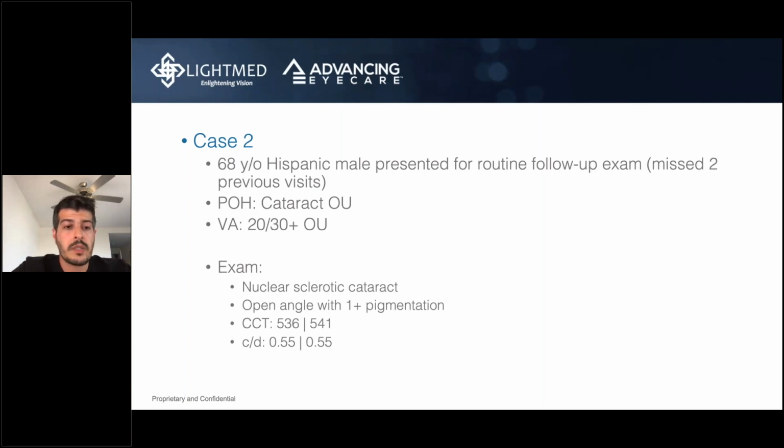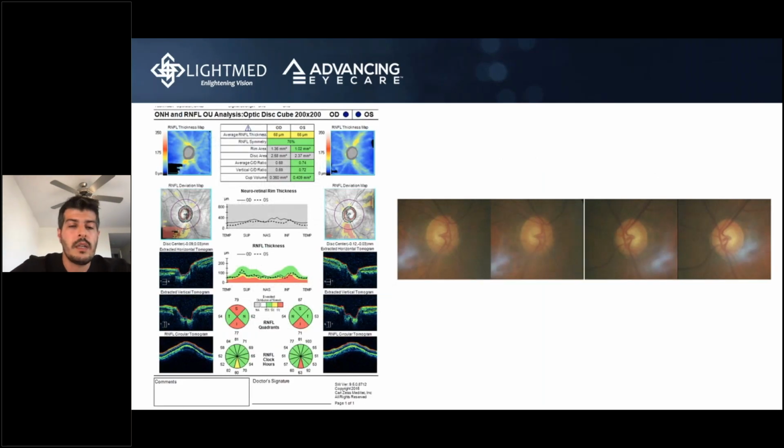On exam, I saw nuclear sclerotic cataracts. He had an open angle with 1+ pigmentation, average cornea thickness, 530, 540, and some cupping. He had 0.5 or so cup to disc ratio, as you see in these pictures, right eye and left eye. And when you look at the OCT, the left eye is a good quality OCT, and you see thinning inferior on NFL. The right eye, there's parts of the image that have poor quality. So it's possible it was because of this that the inferior quadrant is showing red, but the superior part, the quality was great, and it still showed some RNFL thinning.